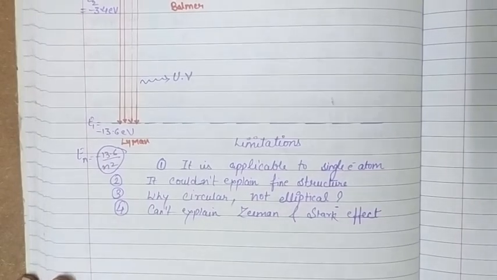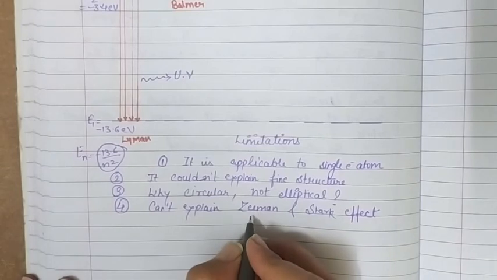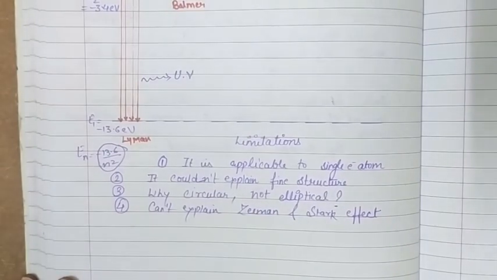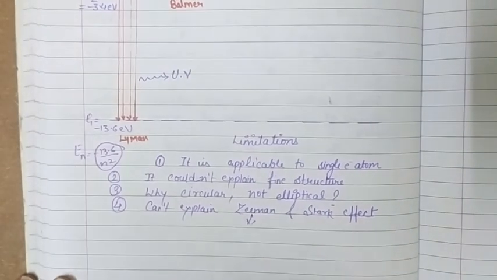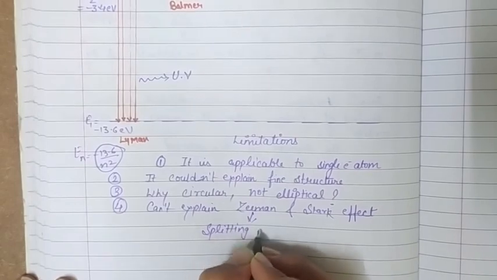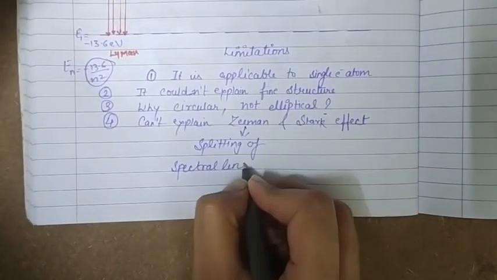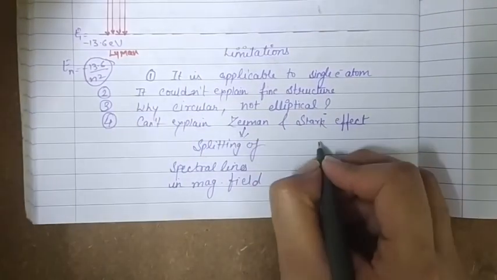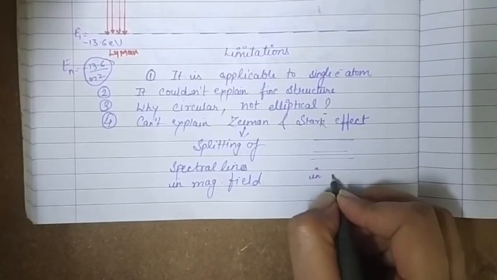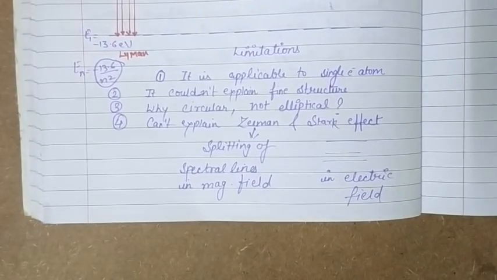Next, in Bohr's model he chose circular orbits, so it can't explain why circular orbits and why the orbit should not be elliptical. This was also not explained by the Bohr model. And the last thing is, it can't explain the Zeeman and Stark effects. The Zeeman effect is the splitting of spectral lines in the presence of a magnetic field. Similarly, the Stark effect is splitting of spectral lines, but the difference is this happens in the presence of an electric field. So these two effects were not explained by the Bohr model. So these are the limitations of the Bohr model.